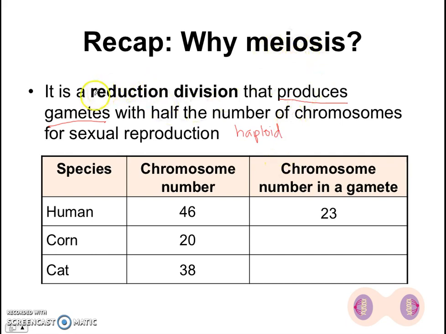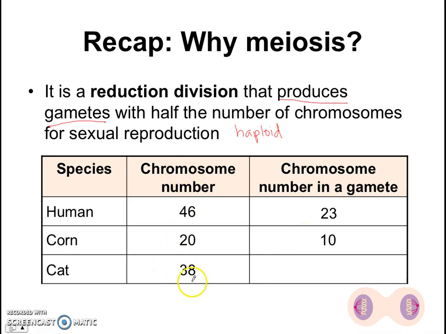So meiosis is called a reduction division because it reduces the number of chromosomes in the cell. Right? The parent cell, for example in humans, would have 46 chromosomes, but after meiosis, the daughter cells, the gametes which are produced, would only have half the number of chromosomes, which is 23. Similarly, most normal corn cells have 20 chromosomes. But if you looked at the gametes of corn, like the pollen grains and the ovum in corn, they would only have 10 chromosomes. So that's half the number.